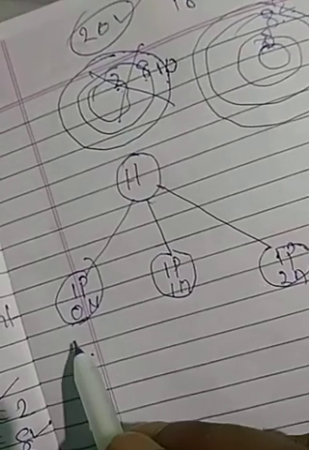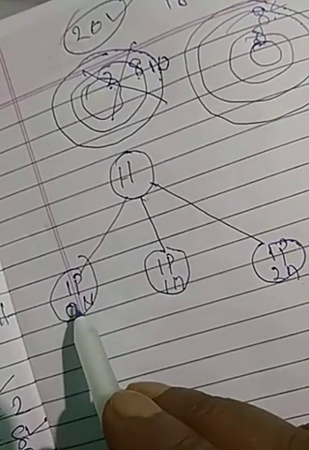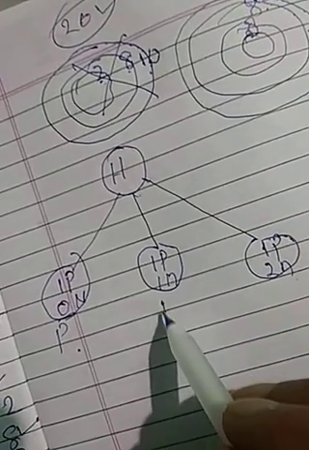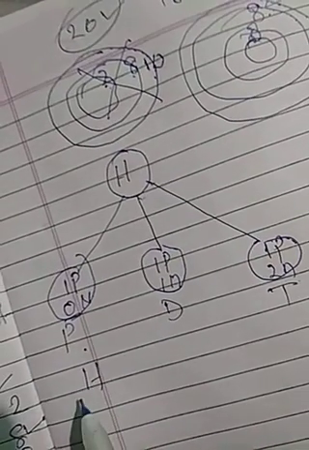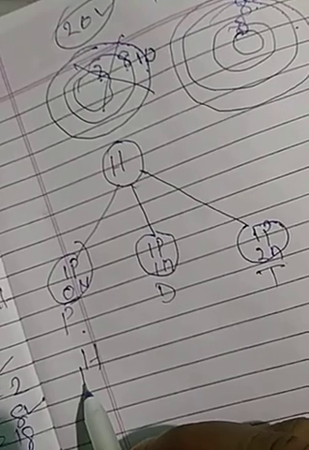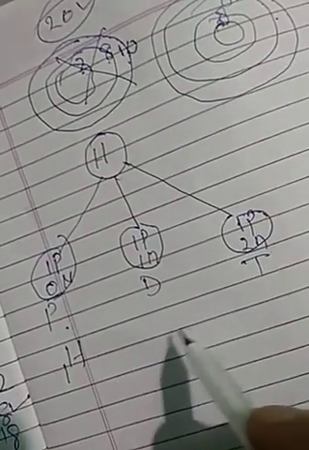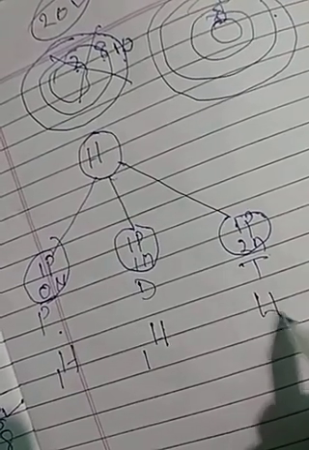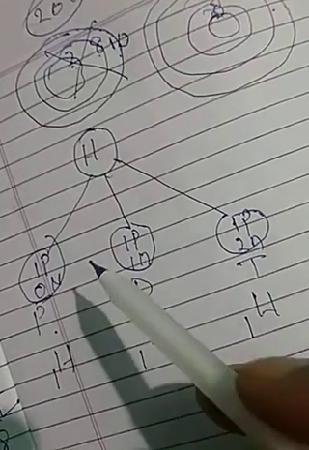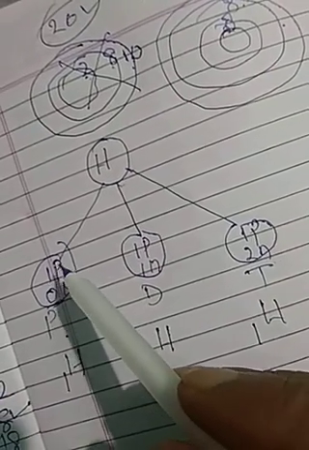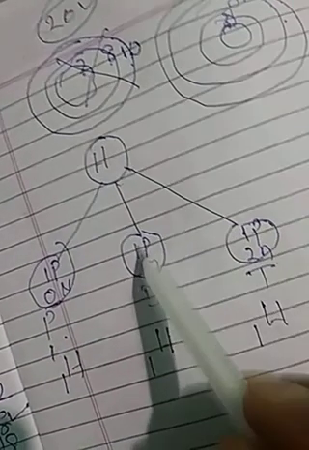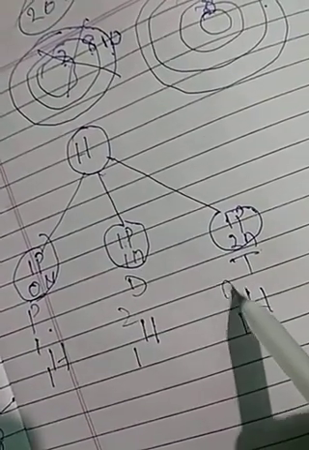So the form having 1 proton and 0 neutrons is called protium. This is called deuterium, and this is your tritium. Here it has atomic number 1. What is atomic number? Number of protons. This form also has atomic number 1, and this one also has atomic number 1. What is mass number? Sum of protons and neutrons. So here the mass number will be 1, here the mass number will be 2 and 3.